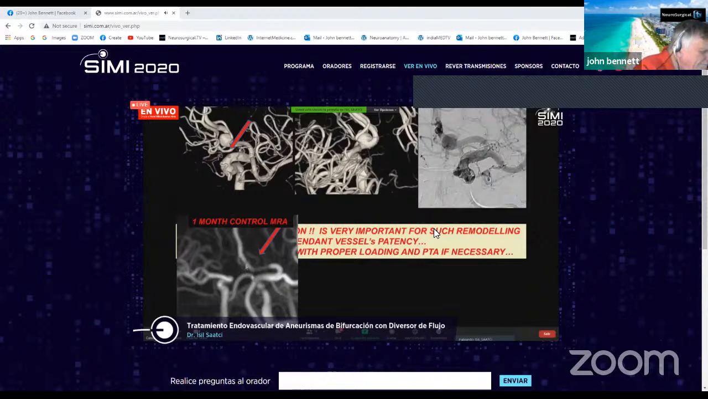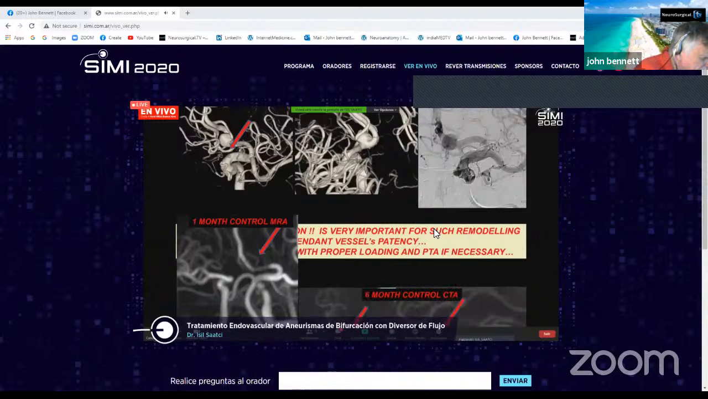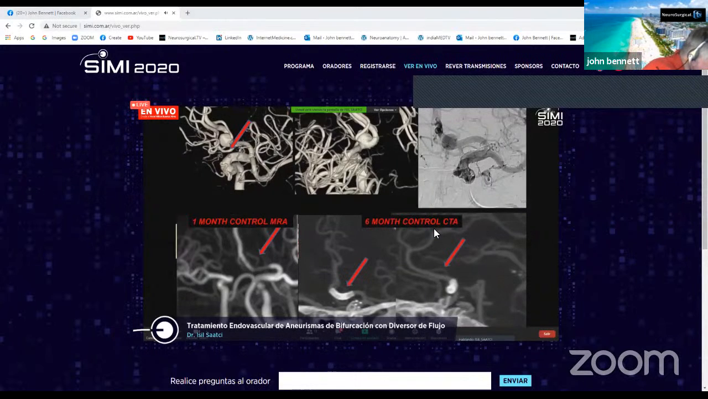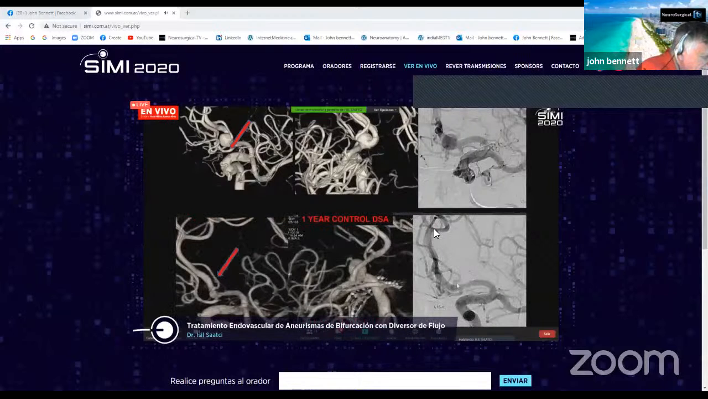You see at 1 month, the aneurysm is gone, the branch is patent, and 6-month control, same, aneurysm is gone, branch is patent, and you see the 1-year control DSA, very nice patency of the subcallosal branch, as well as the contralateral A2.